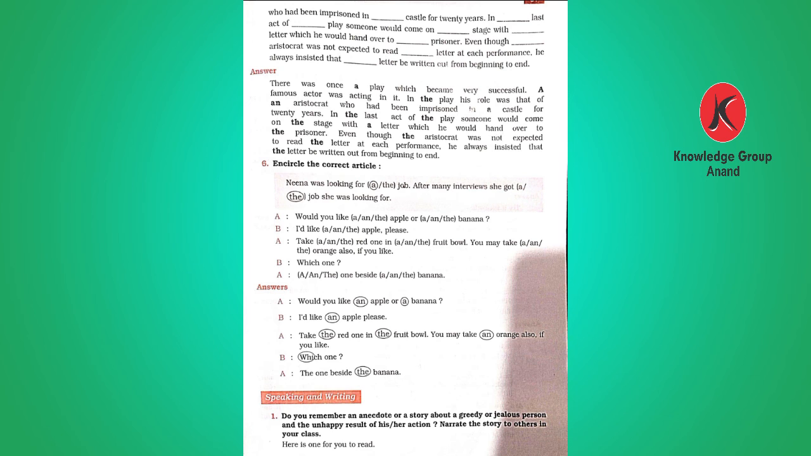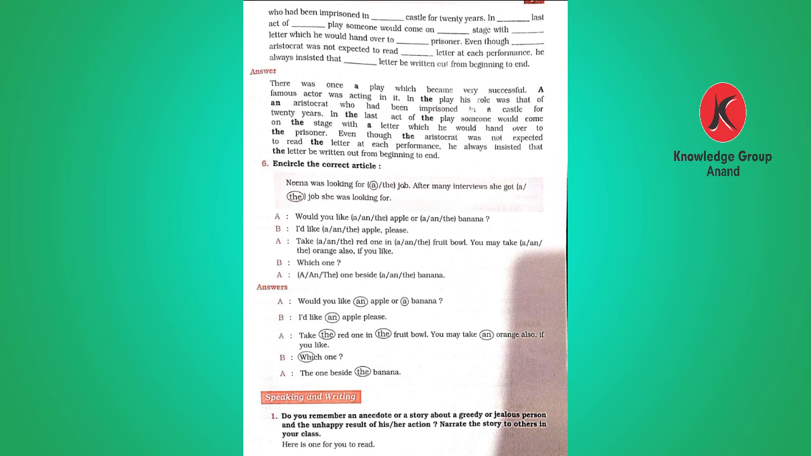Okay? And in the working with the language, number 6 is to encircle the correct articles. So here it is given. Would you like dash apple or banana? So singular form. So would you like an apple or a banana? Apple, A is a vowel and banana, B is a consonant. So we have taken an apple or a banana.